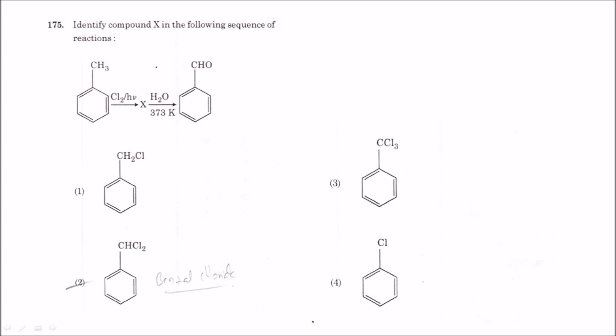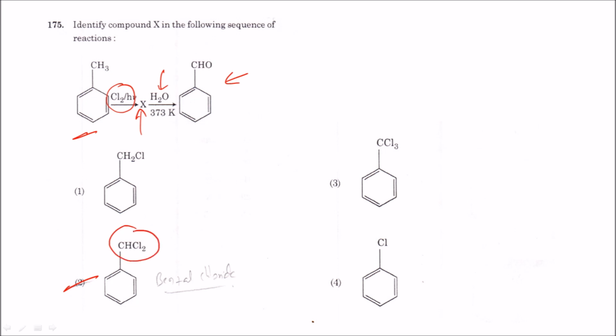175. Identify the compound X in the following sequence of reactions. First one, starting with methylbenzene or toluene. Upon free radical chlorination in presence of sunlight, it gives X, and X upon hydrolysis forms benzaldehyde. If you take chlorination, first monochlorination gives benzyl chloride, and further chlorination takes place.